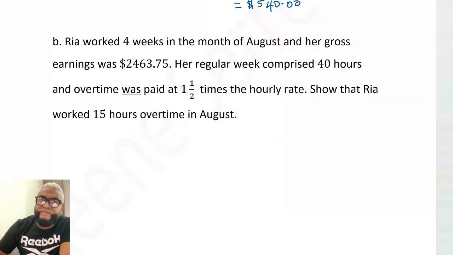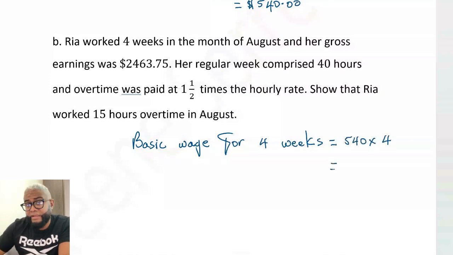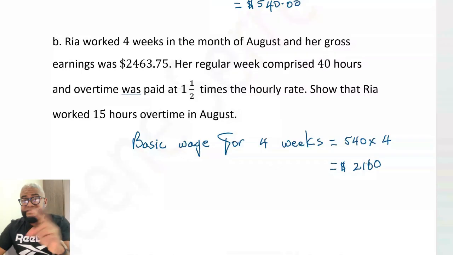So we need to find the basic wage for 4 weeks. All agree? Basic wage for 4 weeks. How much was it? 540, multiplied by 4. And what are we getting here? 2160. Everybody good there? Yeah. That's my basic wage for 4 weeks.